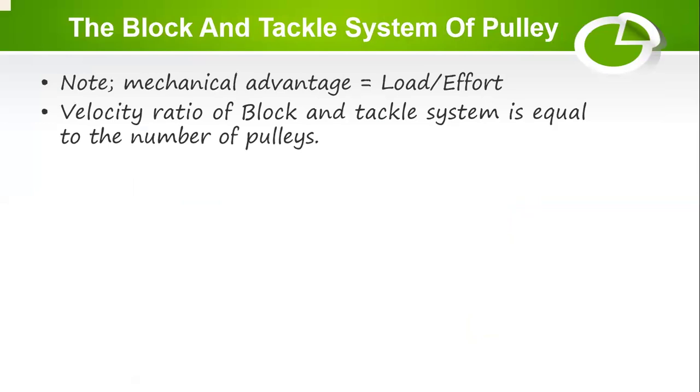Note that the mechanical advantage in this is equal to load upon effort, and the velocity ratio of the block and tackle system is equal to the number of pulleys. So when the number of pulleys increases, the velocity ratio will also increase, and if you reduce them, the velocity ratio of this kind of system will reduce.